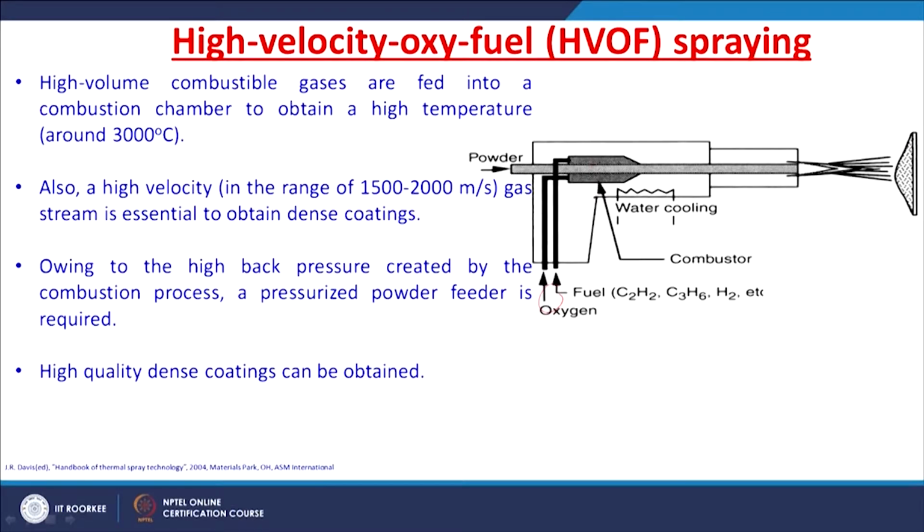So, this gas stream is of very high velocity, around 1500 to 2000 meters per second. Such high velocity gases will be used to accelerate the powder from this flame onto the substrate. Generally, owing to the high back pressure created by the combustion process, a pressurized powder bed feeder is required, and high quality dense coatings can be obtained using this high velocity oxy fuel spraying.